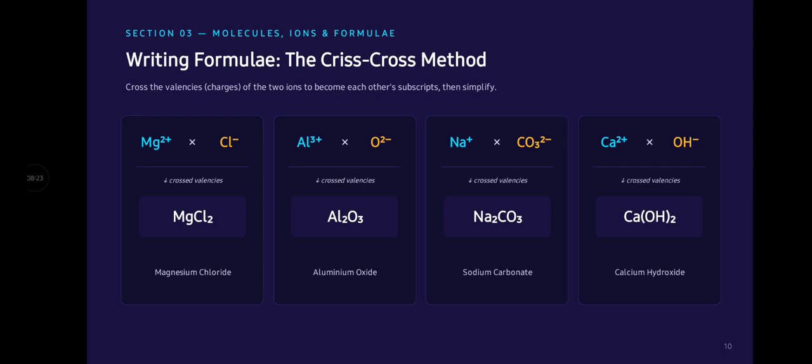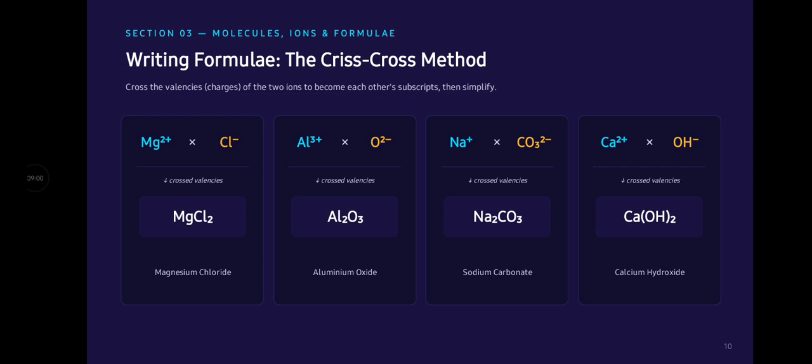Writing formula, the criss-cross method. Cross the valencies, that is charges of the two ions, to become each other's subscripts. Then simplify. Mg2+ multiplied by Cl minus. Cross valencies gives MgCl2. The 2 plus charge will go to Cl, and the Cl charge, minus 1, will go to Mg. So we get magnesium chloride, MgCl2.